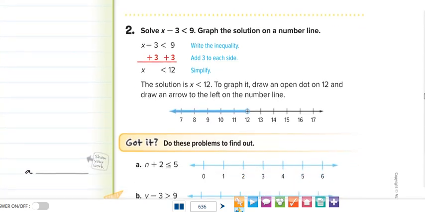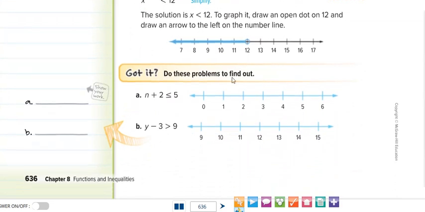Now let's try to solve a and b together. N plus 2 smaller than or equal to 5. I need this n to be alone. So I will minus 2 from the left hand side, minus 2 from the right hand side. Of course, minus 2 and plus 2 will vanish, so n remains smaller than or equal. 5 minus 2 will give you 3.